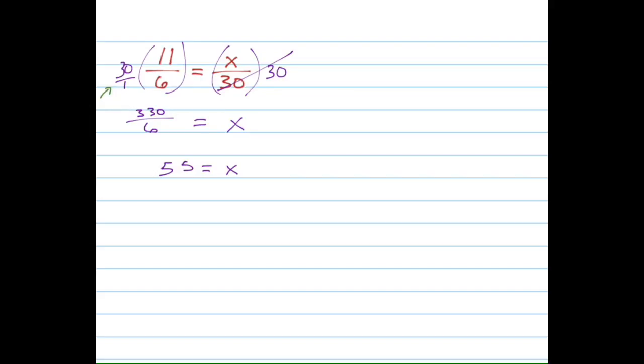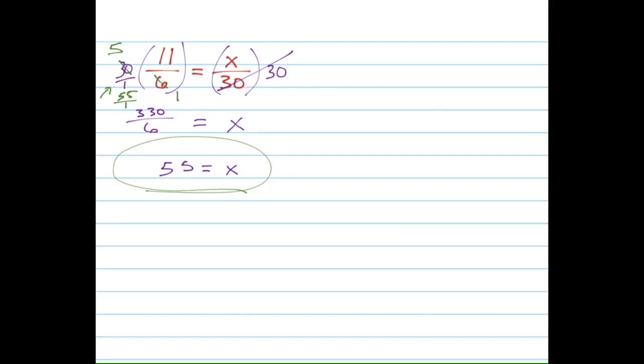Now we could have shortcutted this way back here. Done some simplification. We have a 30 on top that will reduce with the 6 on the bottom. What goes into both 30 and 6? 6. 6 goes into 6 once, and 6 goes into 30 5 times. And so we'd have 5 times 11, which is 55, over 1 times 1, which is 1, which is just 55.